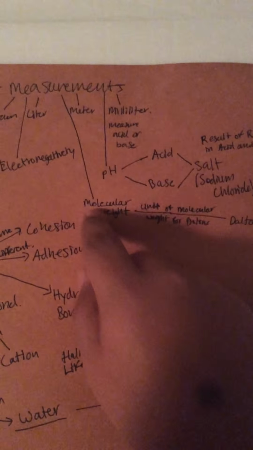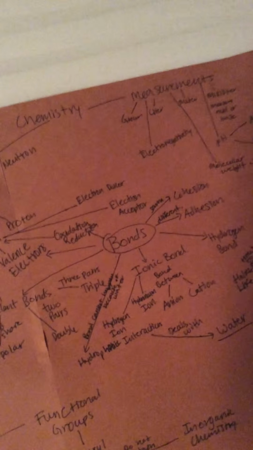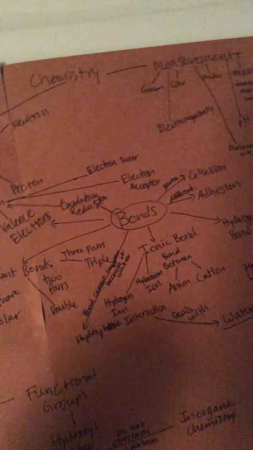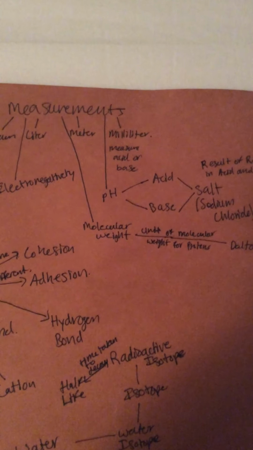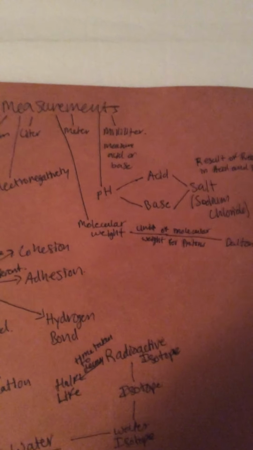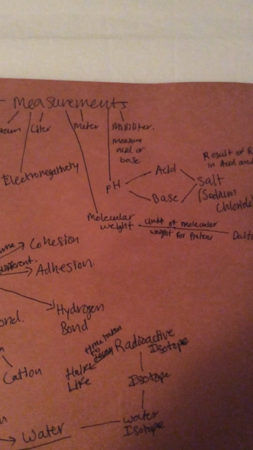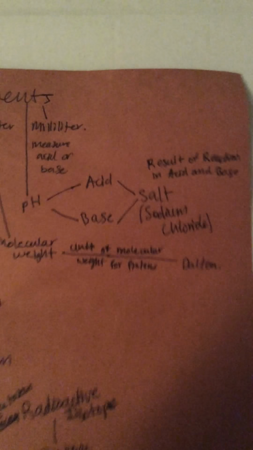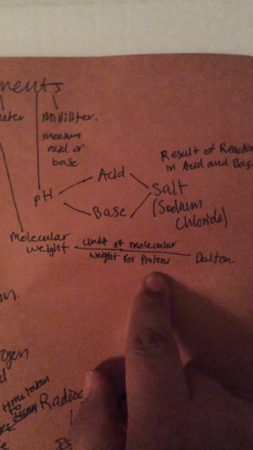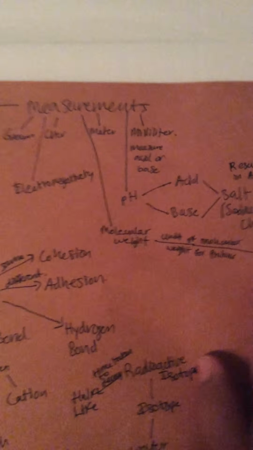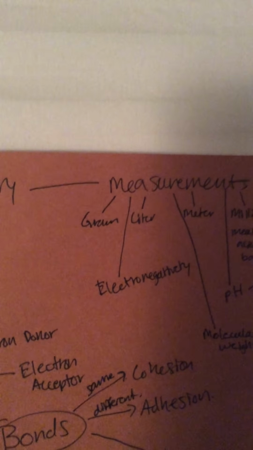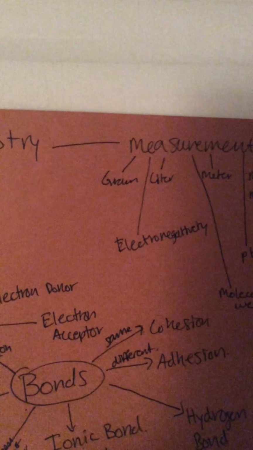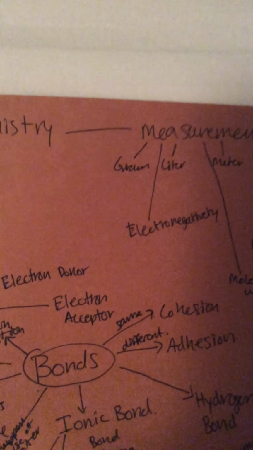We also have molecular weight. I have right here what I have written for molecular weight: the ratio of the average mass of one molecule of an element to 1/12 of the mass of an atom of carbon-12. And the unit of molecular weight for protons equals a Dalton. And last but not least, we have electronegativity. And that is a measure of the electron-attracting ability of atoms in a chemical bond.